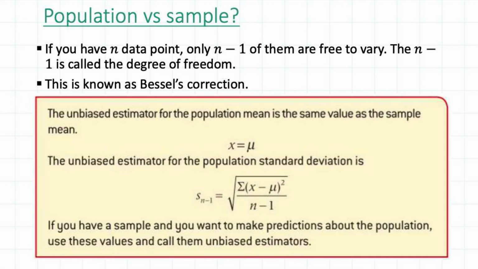So this is what it would look like. It's the same formula, except for the denominator. It's now n minus 1. So this is called Bessel's correction. And we call this new formula the unbiased estimator for the population standard deviation. So if you have a sample and you want to make predictions about the population, we use this formula.